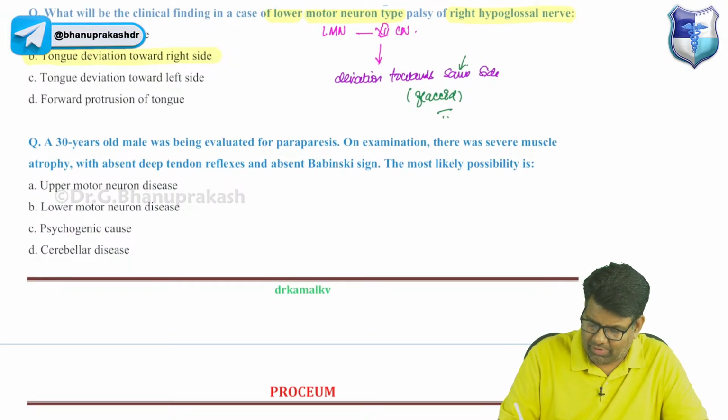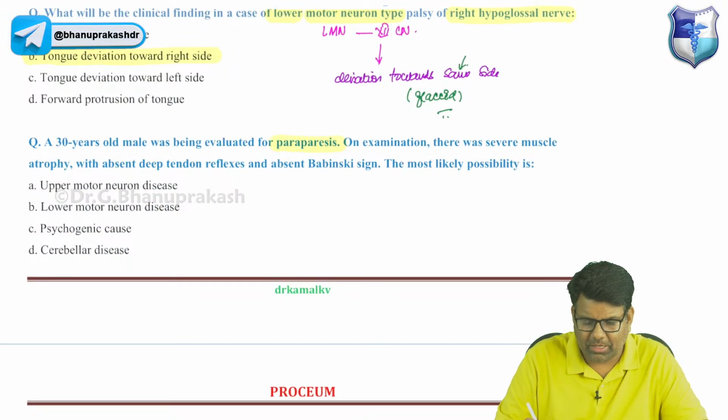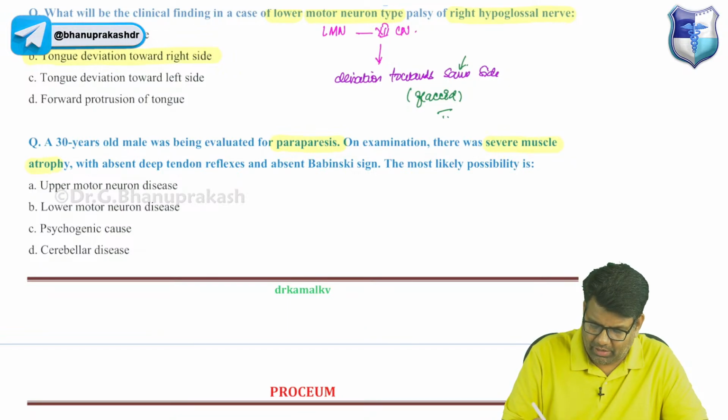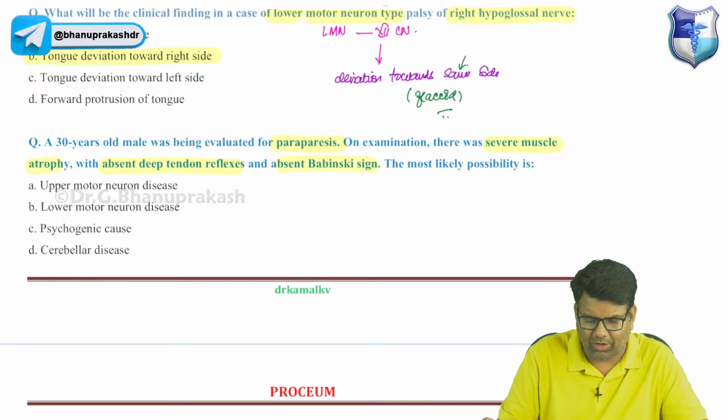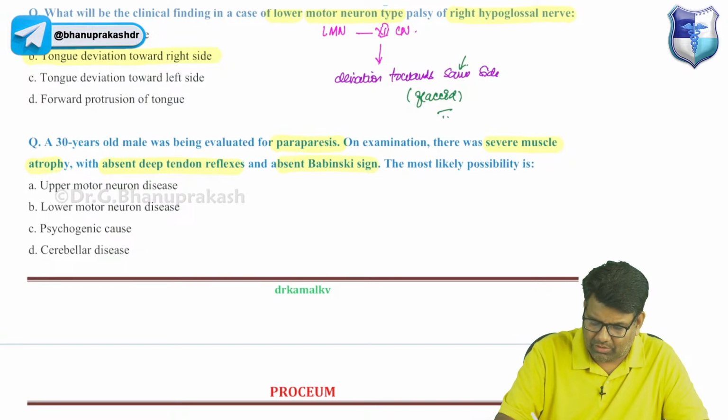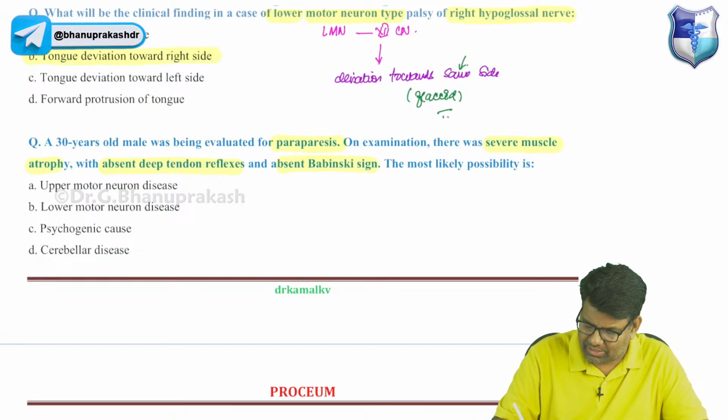A patient was evaluated for paraparesis, and there was severe muscular atrophy, absent DTR, and absent Babinski sign. What does this indicate? Very good. What is this paraparesis? Yes, the answer is right. Lower motor neuron disease. What do you mean by the word paraparesis?